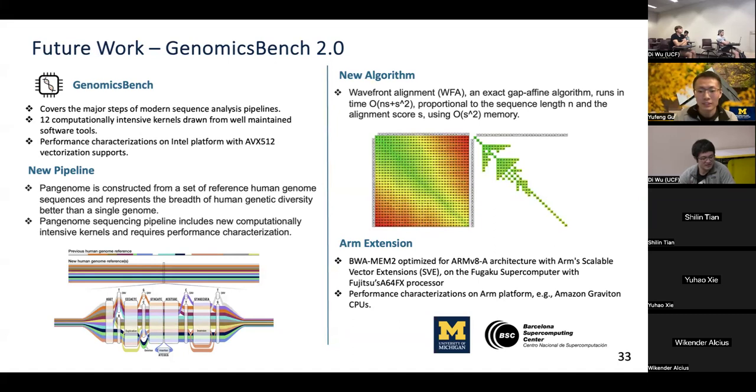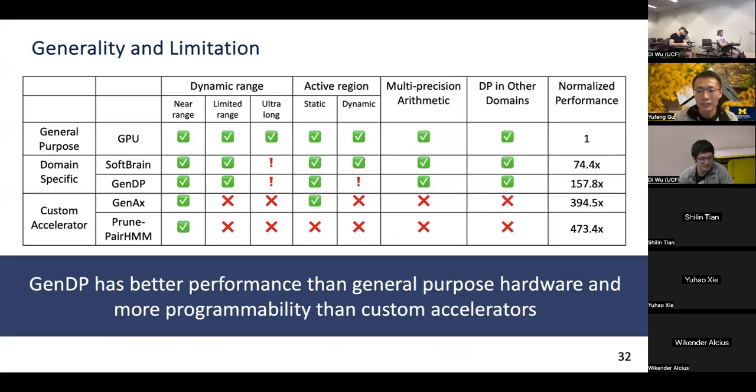So maybe let me start with the first question. I saw that, for example, when you're doing the dynamic programming, you are supporting both integers and floating point. So my question is, why is floating point needed for dynamic programming? I saw the algorithm seems to work mostly on addition, maximum, those kinds of basic operations. So why is floating point needed?